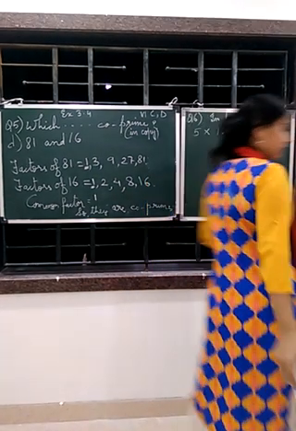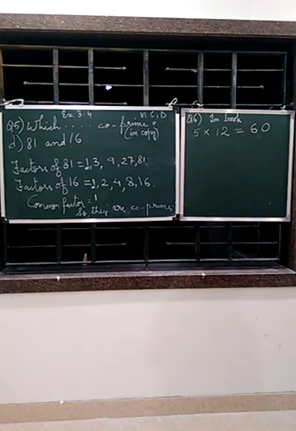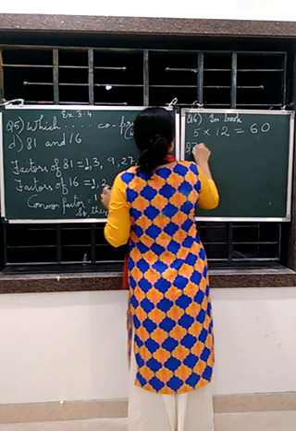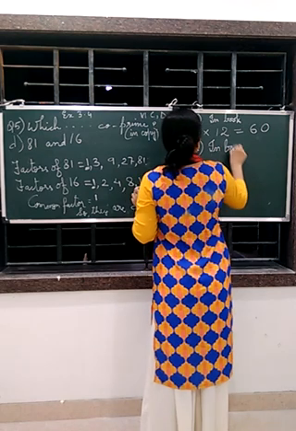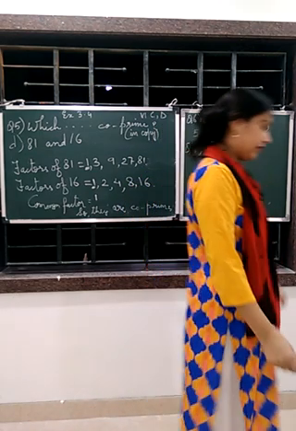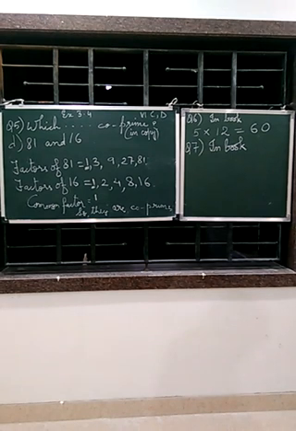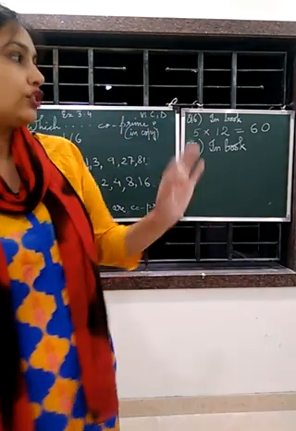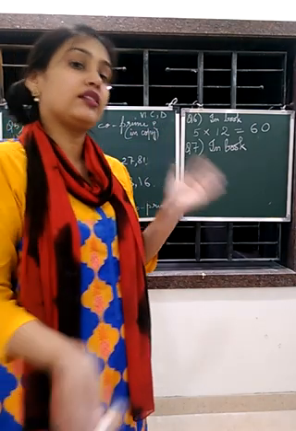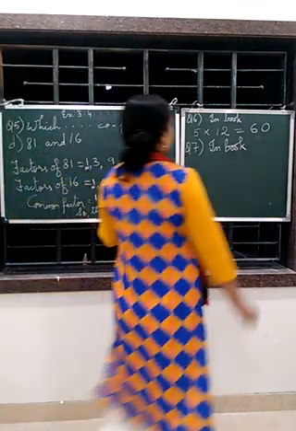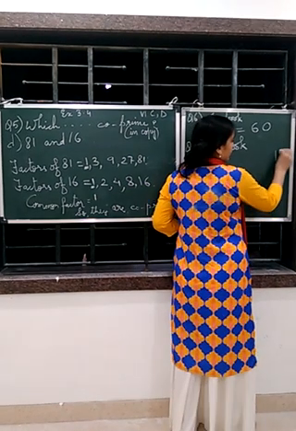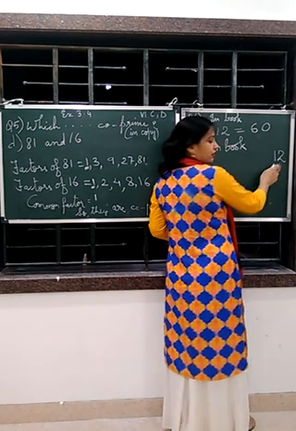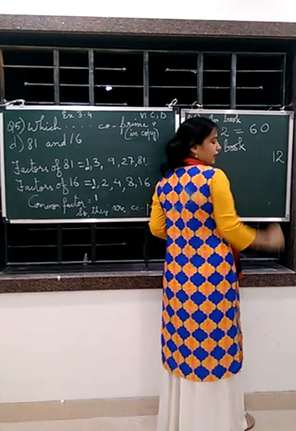So this is question number 6. Then comes question number 7. Question number 7 also will be done in the book. A number is divisible by 12. Then by what other numbers should it be divisible? If any number is divisible by 12, then it should be divisible by which other numbers also? For example, let's take 12 only. 12 is divisible by 12. Now 12 is divisible by which other numbers?